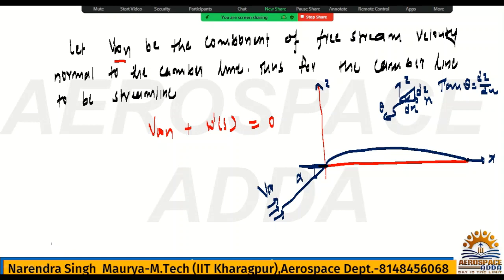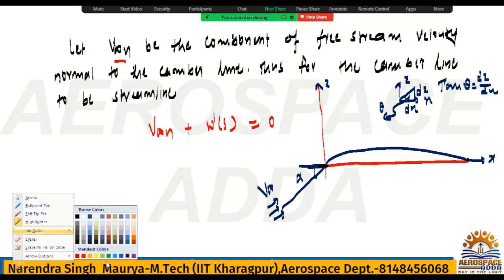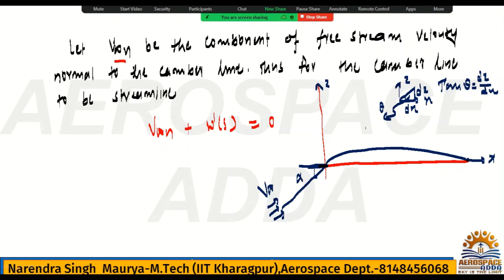So basically if I draw the V infinity here, then where is the normal component? Normal to what? Normal to the chord line. Yes or no? Normal to the chord line. So I'll show how you can find that. It's simple only. Normal to the chord is what? I must draw like this. This is normal to the camber, because V infinity n is what? Component of free stream velocity normal to the camber line. Yes or no? So this is normal to the camber I have drawn.